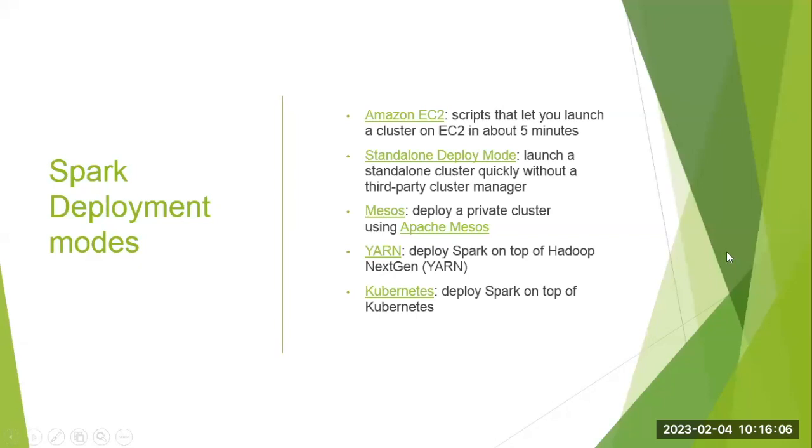OK, so in deployment mode, as I said, we can deploy Spark on EC2, standalone mode, Mesos, and YARN, and apart from that there is also Kubernetes, which is one of the latest in the market. Basically these are the resource management layers, how you want to manage the resources, or how you want to allocate resources to your Spark application, or the number of executors. All these things are how you want to manage them.